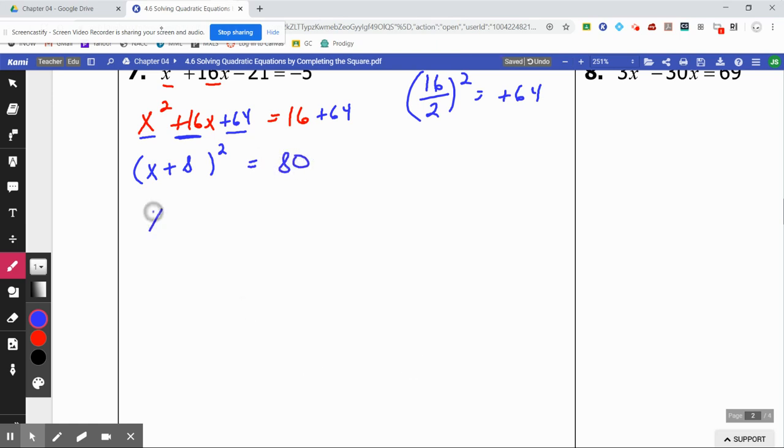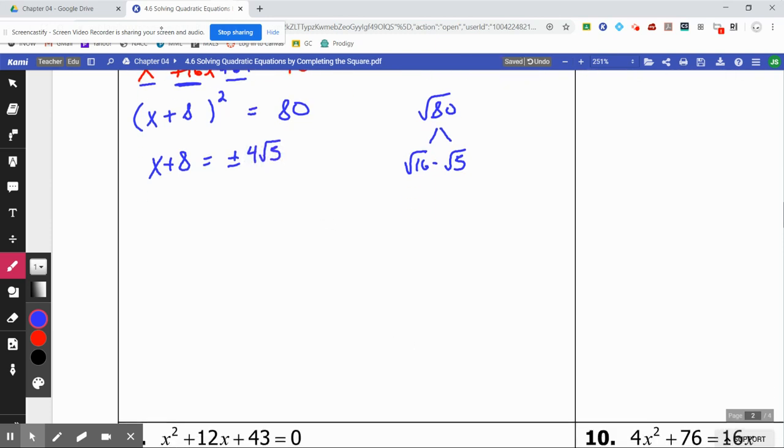To get rid of a square, you do plus and minus the square root of 80. Now let's clean that up. Square root of 80 can be split into root 16 and root 5. So instead of root 80, let's put 4 root 5 to save ourselves a step. We now move the 8 over by doing negative 8, and I like to write it first.